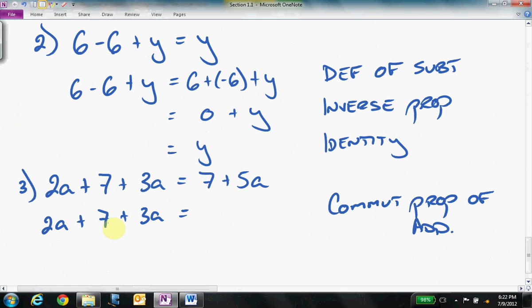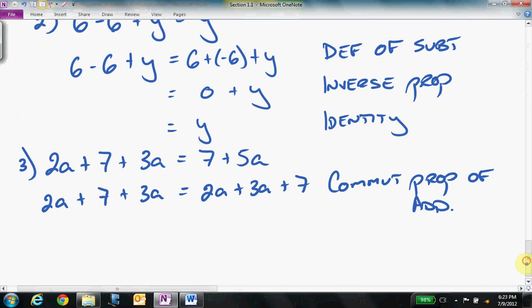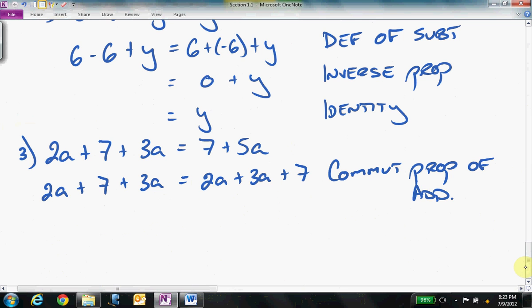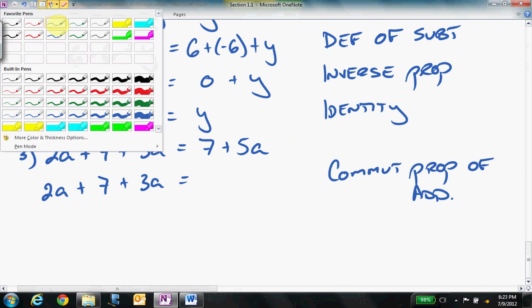So I'm going to flip the 7 and the 3a. So I'm going to write 2a plus 3a plus 7. Apply the commutative property. Now, I just want to combine my like terms, 2a and 7a. And, well, actually, this is going to cause me a lot more work. I should have not flopped the 3a and the 7. It's not wrong, it just would have caused me extra steps.